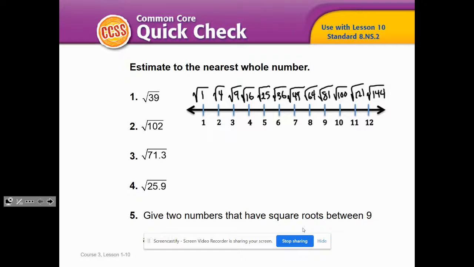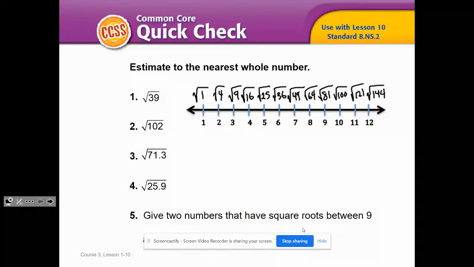All right, we are doing our lesson. This is lesson 10 from chapter 1. And first, we're going to start off with a little review. Go ahead and pause and try these first 5 problems, and then unpause, and I'll explain them to you and see how you did. Ready, set, go.